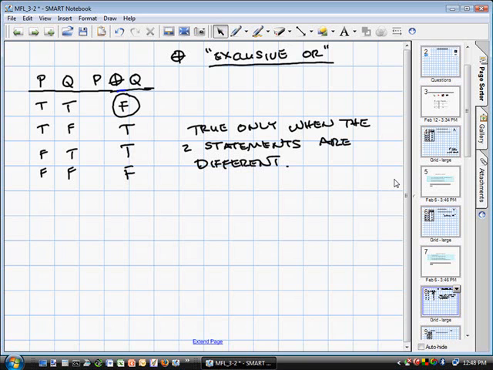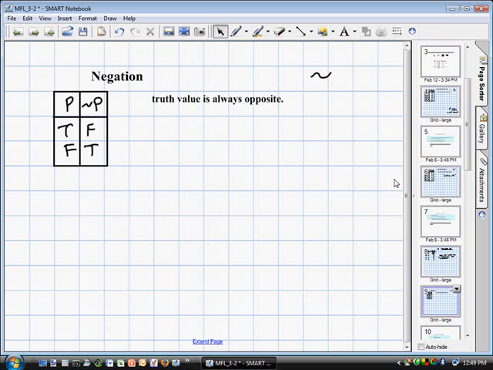Okay, so let's see. Let's go back. Only true when both are true. Only false when both are false. Only true when both are of different values. Okay? And these rules, if you don't learn these rules and really have them, this is going to be a difficult chapter. These are not hard to learn. And if you learn them, it's going to make things go pretty smoothly.